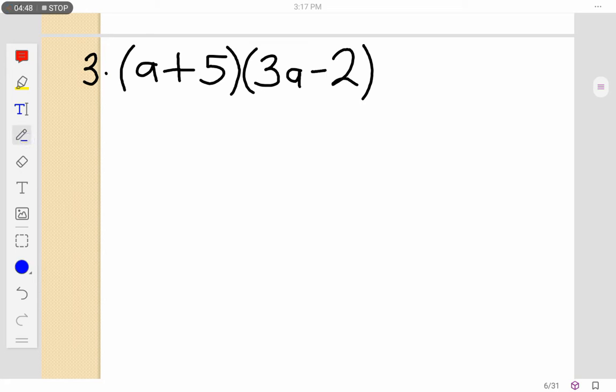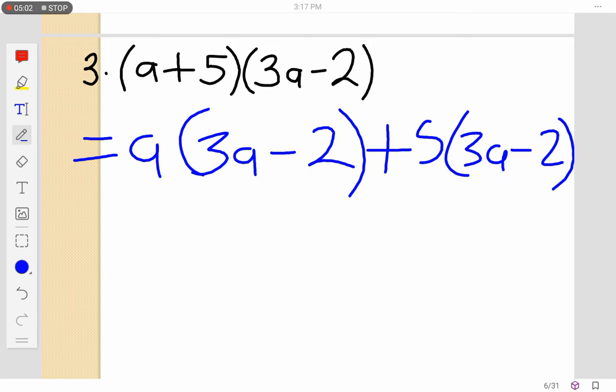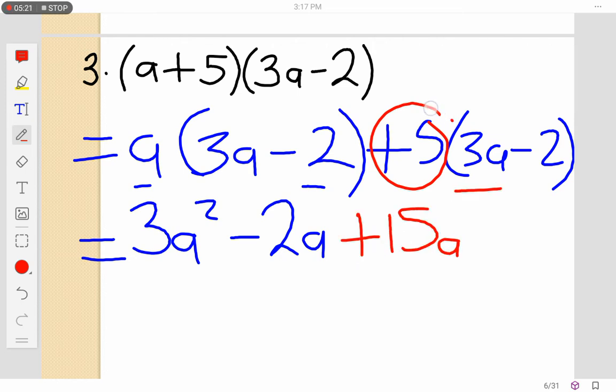Okay, it's similar case, but we have a negative at the end here. Okay, let's do that. We have got a plus 5 multiplying 3a minus 2, like that. Okay, so we have got a times 3a, we get 3a squared here. Then a times minus 2, we get minus 2a. Okay, then on the other side, I've got plus 5 times 3a, we get plus 15a. Then plus 5 times minus 2 there, I get minus 10. Okay, please take note of the negative signs there.